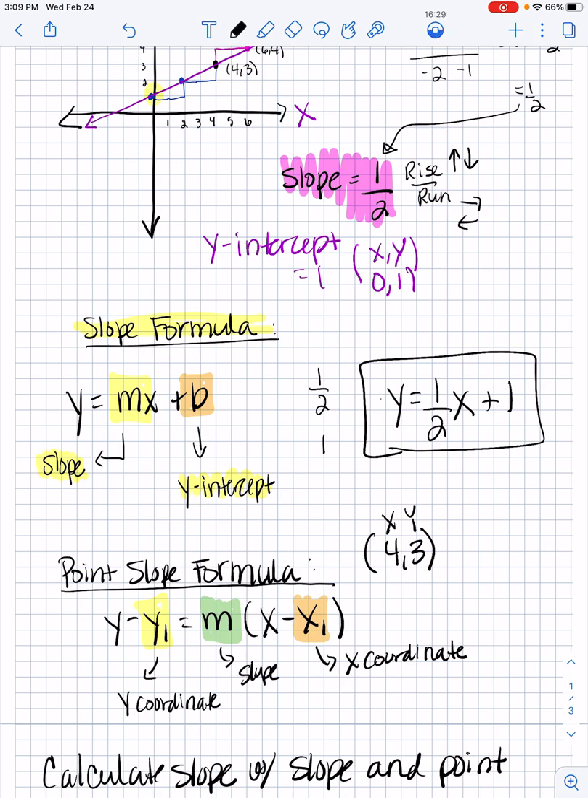So you would rewrite it so it would look like this: y minus 3 equals your slope, which is 1/2, times parentheses x minus 3. Oh, whoops, sorry, 4. My bad.